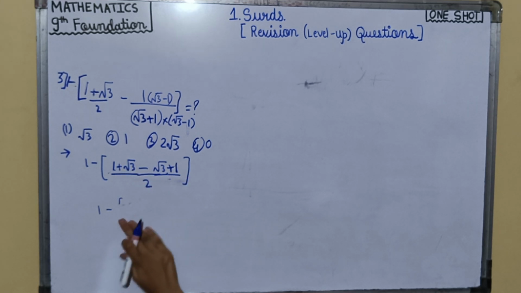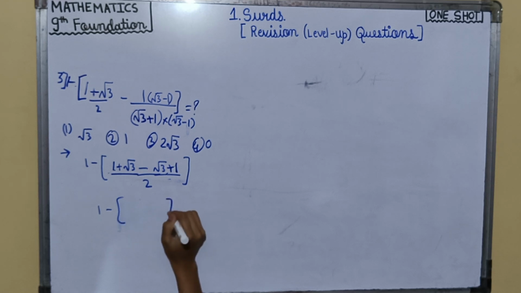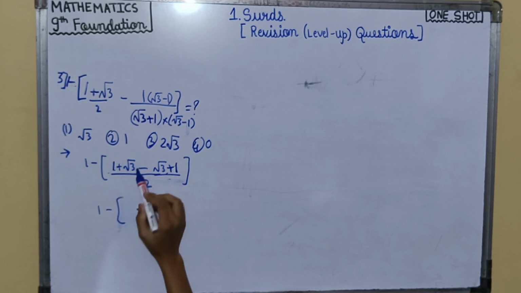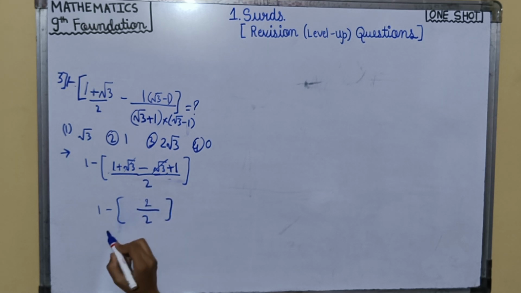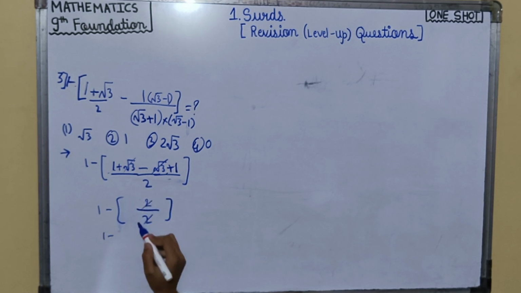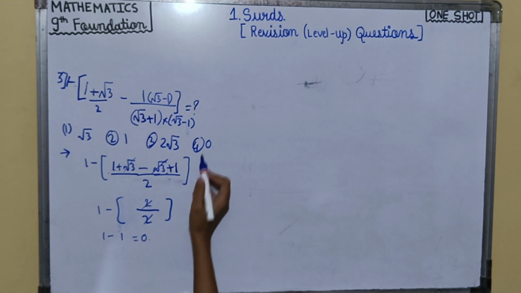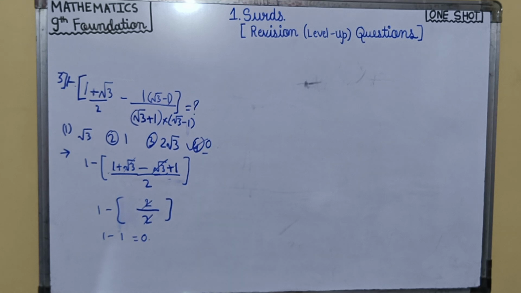Now, 1 minus in bracket upon 2 as it is. Plus 3 minus 3 will get cancelled. 1 plus 1 will get 2. 1 minus 2 upon 2, 2 will get cancelled. Remaining 1. 1 minus 1 would be 0. Therefore, correct answer is option number 4, 0. Like this. I hope you've understood till this. Now, let's move towards the subjective type questions to solve.